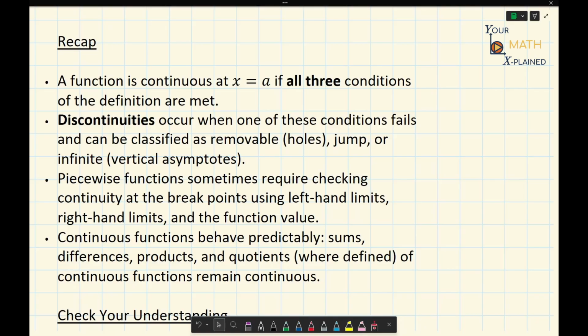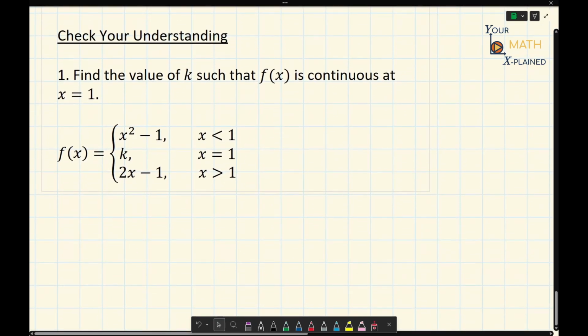We saw that discontinuities occur when one of these conditions fails, and it can be classified either as a removable, jump, or infinite discontinuity. We saw in our example how piecewise functions sometimes require checking continuity at the breakpoints using left-hand limits, right-hand limits, and the function value. We learned that continuous functions behave predictably, and the sums, differences, products, and quotients where defined of these continuous functions remain continuous. And now it is your turn to give this a try.